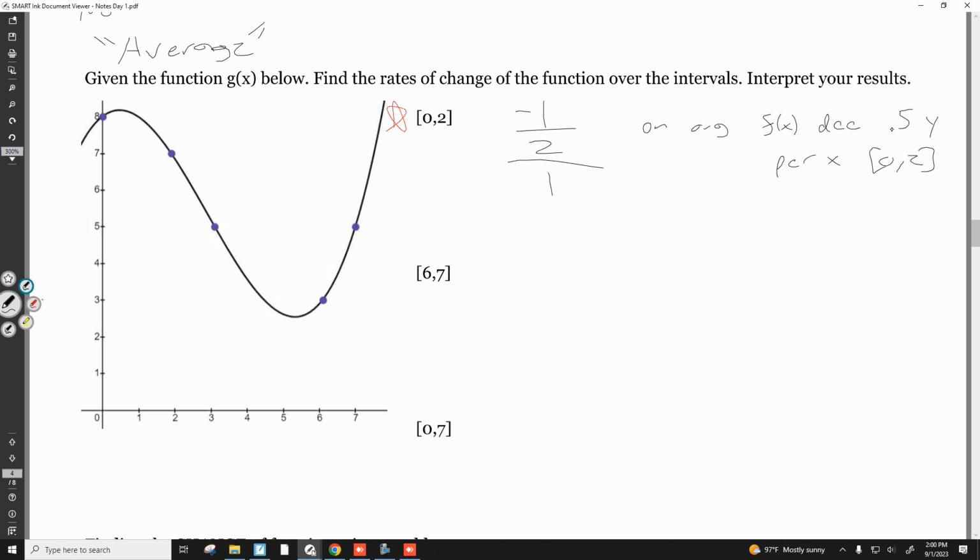Is it decreasing at that rate consistently? No, it's doing different things. It's like it's increasing a little bit, actually. It increases a little bit, then it decreases by more. This is why we say on average. Do one more, 0 to 7.